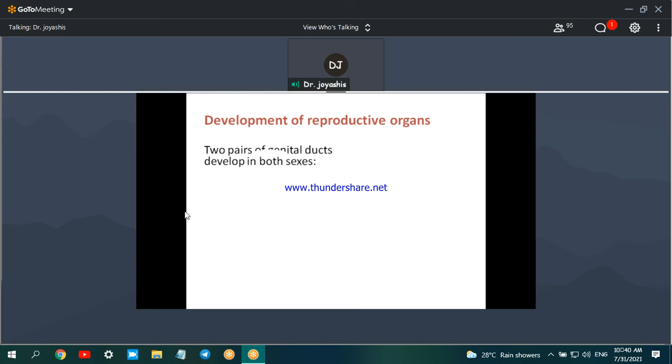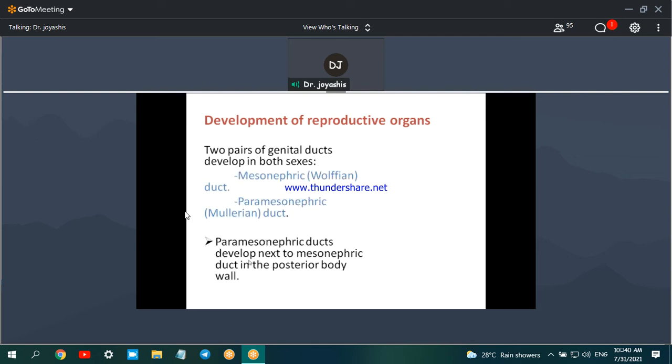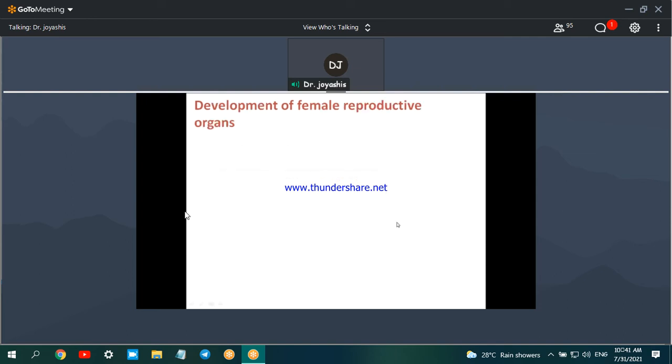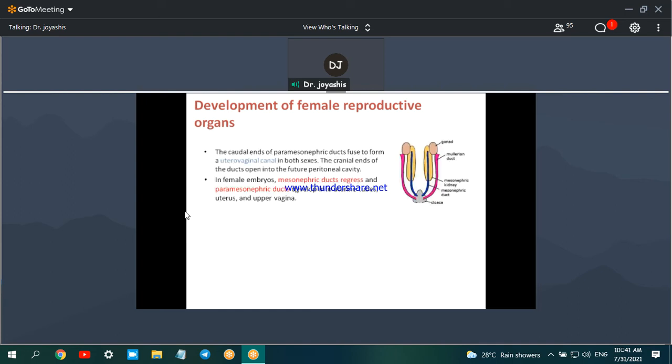Now, reproductive organs. Two pairs of genital ducts develop in both sexes. We already saw the mesonephric or Wolffian duct and the paramesonephric or Müllerian duct. Paramesonephric ducts develop next to the mesonephric duct in the urogenital ridge. This is the mesonephros, and this is the mesonephric duct. This is the paramesonephric duct. The caudal ends of the paramesonephric ducts fuse to form a uterovaginal canal in both sexes. The cranial ends of the ducts open into the future peritoneal cavity.